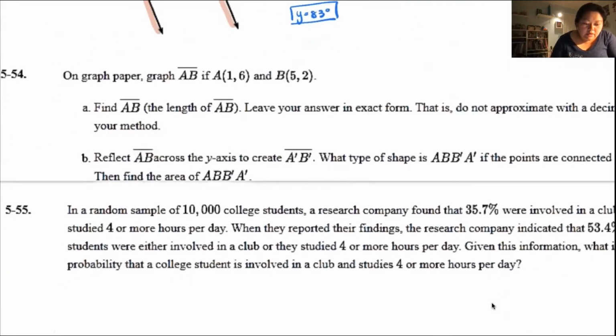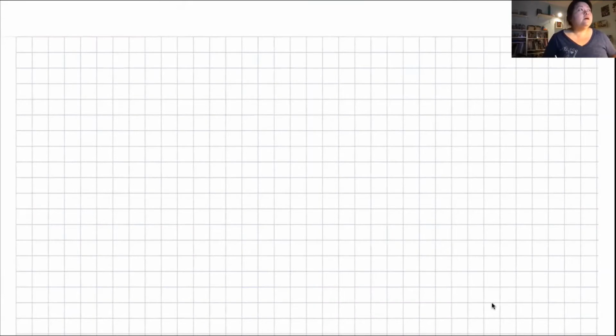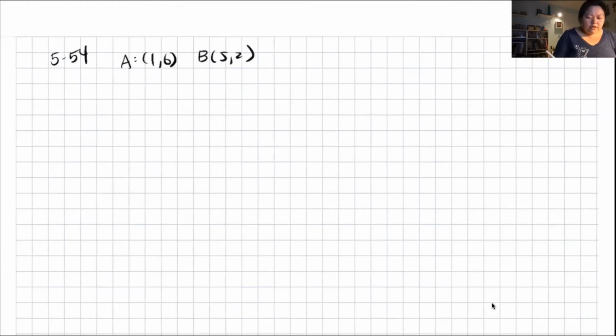Okay, so it's on graph paper: graph AB if A equals (1, 6) and B equals (5, 2). All right, so I need graph paper to do this. Number 54, it says we're using graph paper, so I'm switching over to graph paper. If you could, I would strongly suggest you do the same thing. This is 5-54. On graph paper, graph AB if A is (1, 6) and B is (5, 2). Okay, so that tells me I don't need much on the negative, so I'm all in the first quadrant.